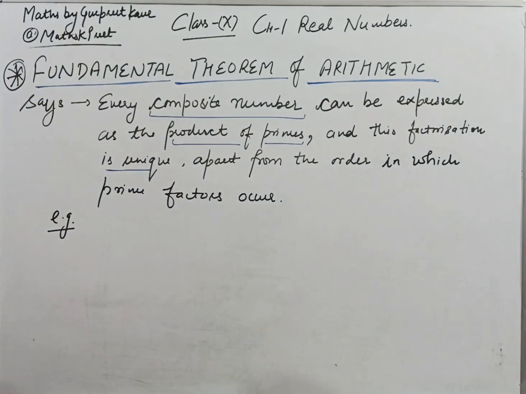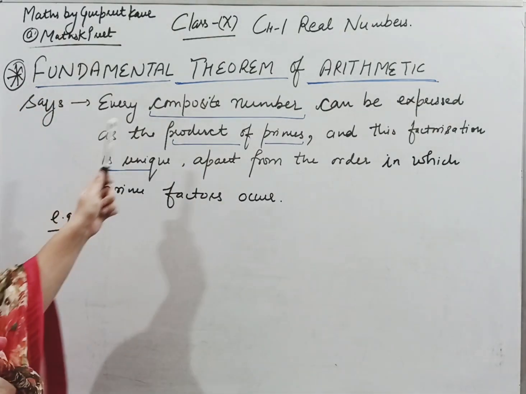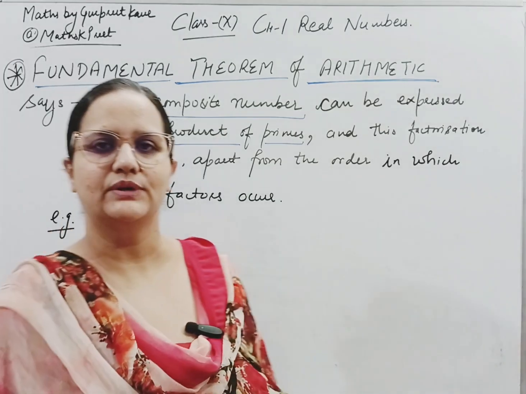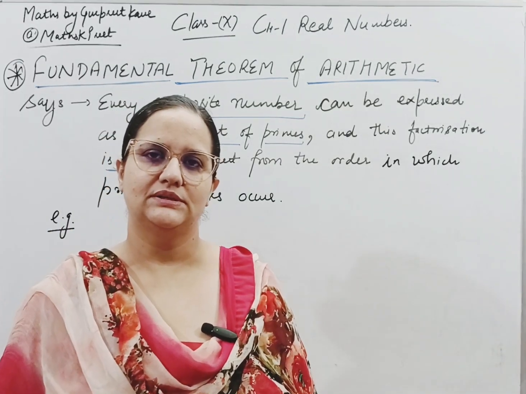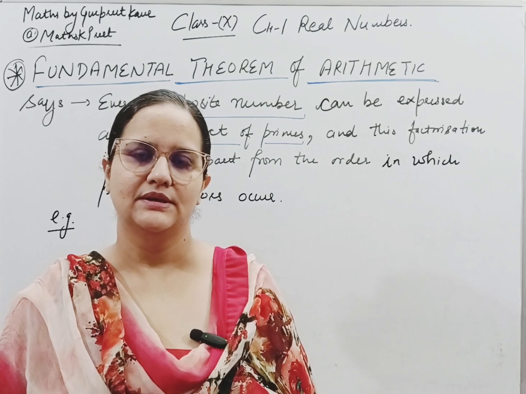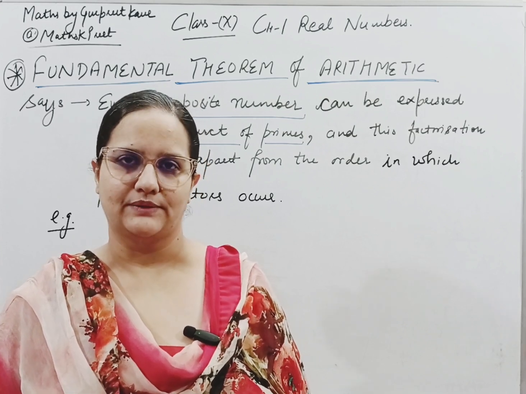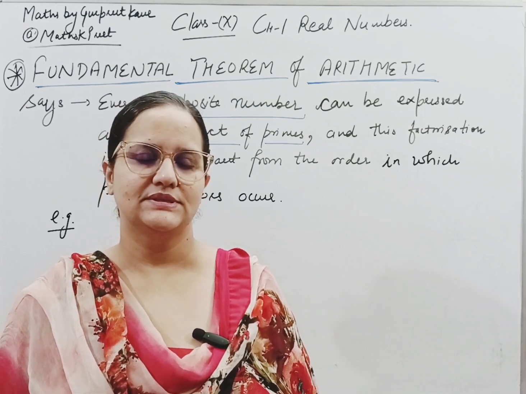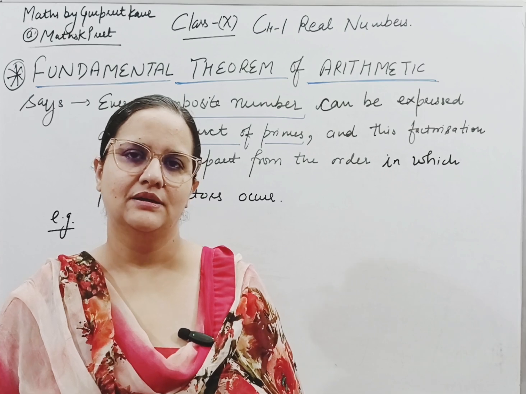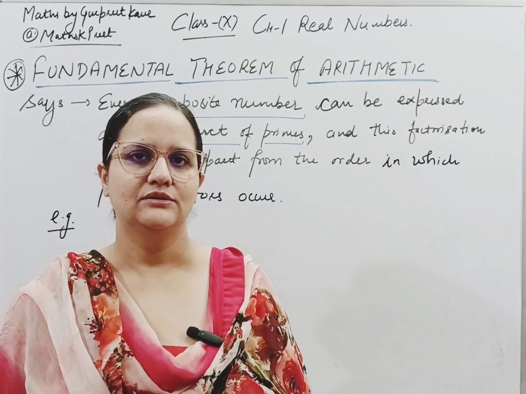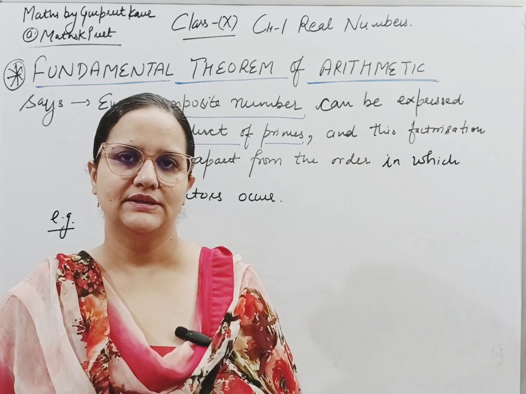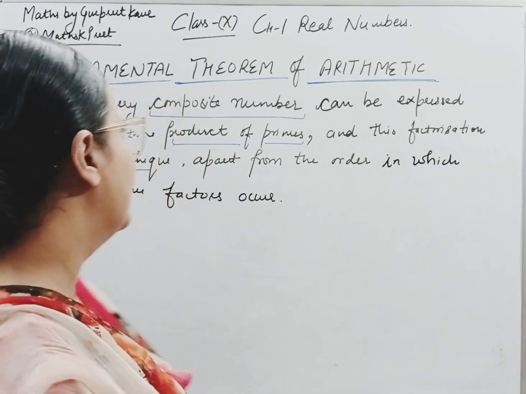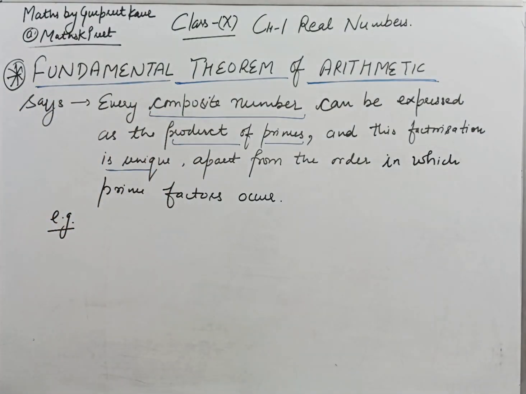What does this theorem say? This theorem is saying that every composite number, so we know what a composite number and prime numbers are. Prime numbers are basically the numbers that have only two factors, that number itself and 1. And composite numbers are the numbers that are not prime, meaning the numbers that have more than two factors. More than two factors means factors other than itself and 1. So every composite number can be expressed as the product of primes.